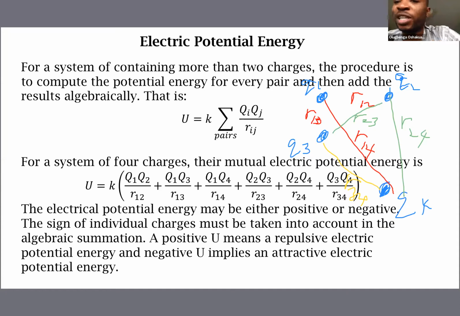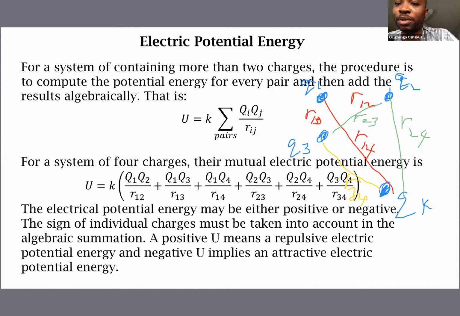The electric potential energy may be either positive or negative. When we are calculating the potential energy of a positive and a negative charge, they multiply to give a negative value. When they are like charges, positive and positive, they multiply to give a positive value, and when they are both negative, they multiply to give a positive value.